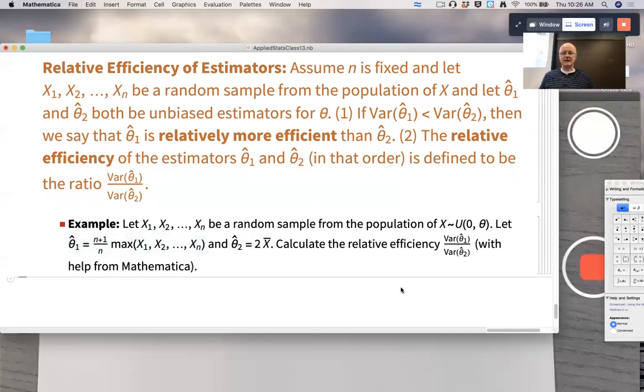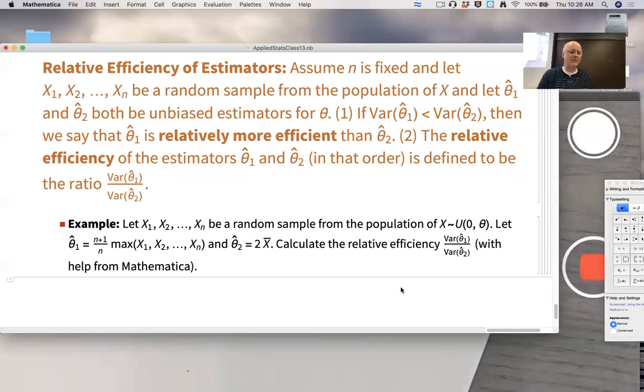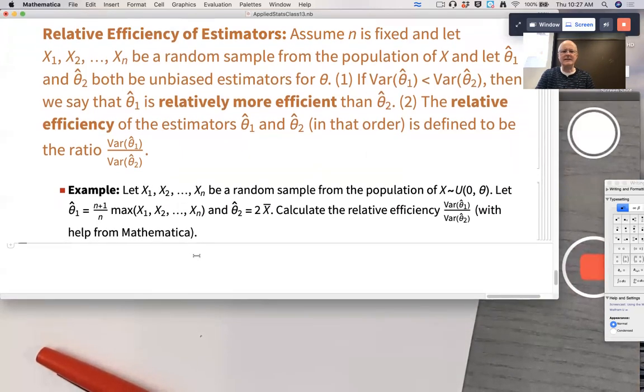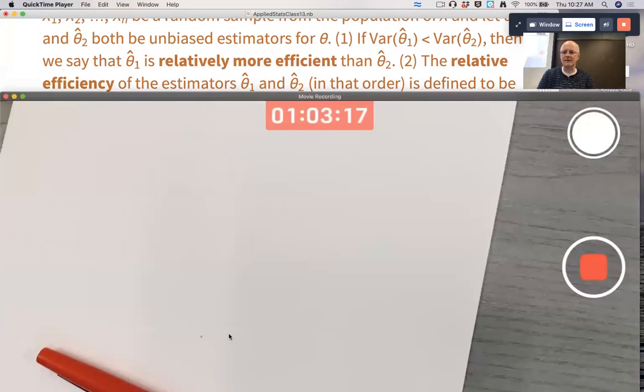Can I do this calculation in 14 minutes? Let's try. Use Mathematica for help.